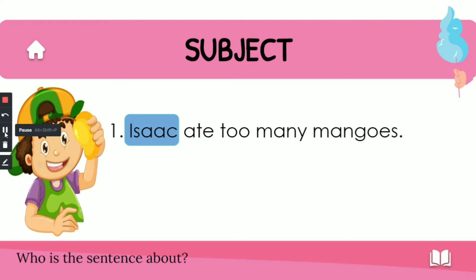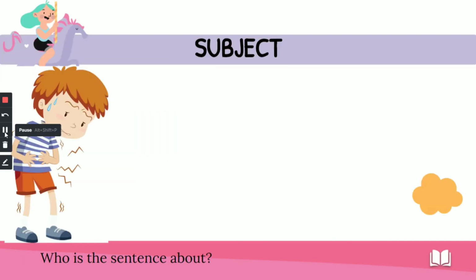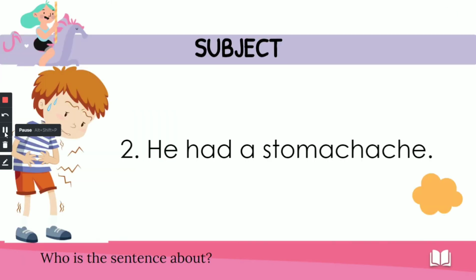Next, let's go to sentence number 2. He had a stomach ache. Who is the sentence about or who is the doer of the action? Yes, very good. In this sentence, we used he to replace the name Isaac. Thus, he is the subject of the sentence because he is the topic of the sentence.